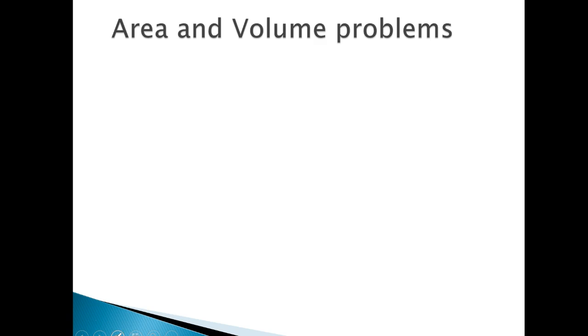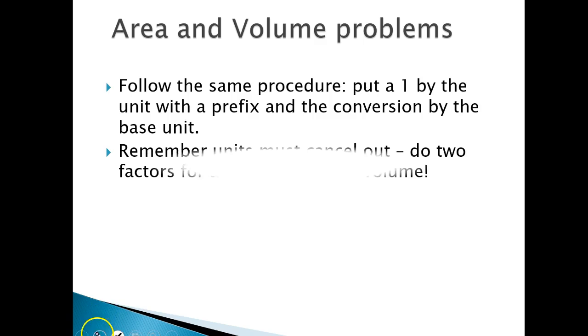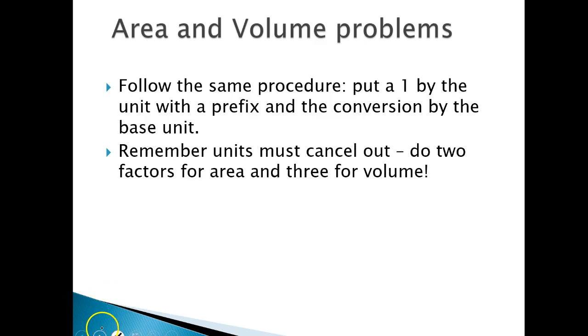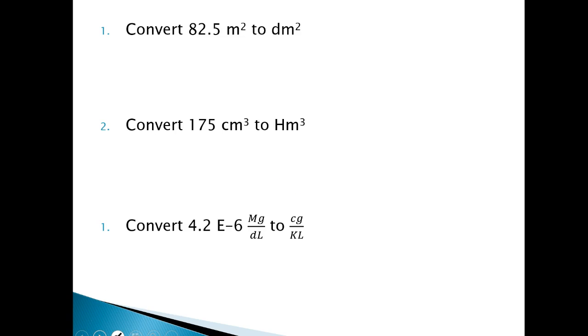Okay, with area and volume, it's going to be the same thing. Put a 1 by the unit with the prefix, and put the conversion by the base unit. But remember, the units have to cancel out. So if you're doing area, that's length times width, which means you're looking at something meters squared. You're going to need to do it 2 times. Repeat the exact same thing 2 times. And volume is length times width times height, which means you're looking at meters cubed, which means you're going to have to do that conversion 3 full times.